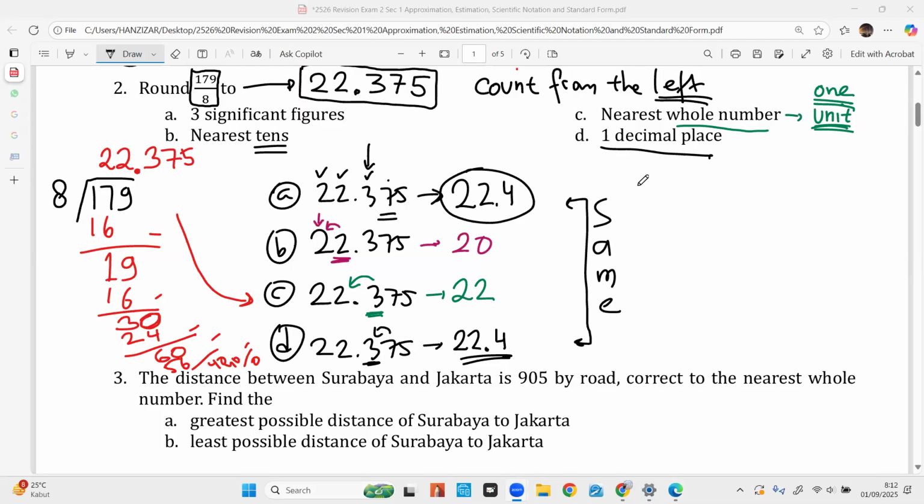But now focus on number two first. Okay? So for A, B and D are actually the same. No problem. 3 significant figures, you stop here. Nearest tens, you stop here. Right? I circle the number. And then nearest whole number for question C here. Nearest one decimal place here. So A and D are actually the same, and it is not a big deal at all. Okay, you may look at this about the rounding number.